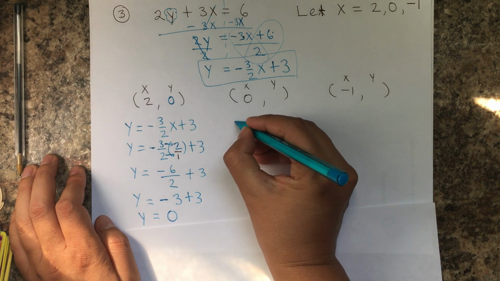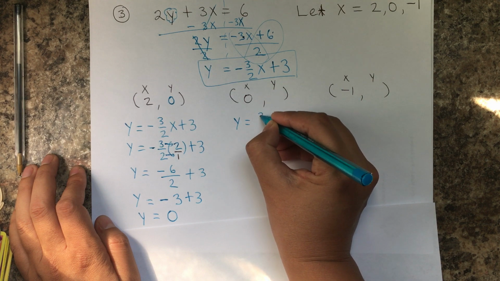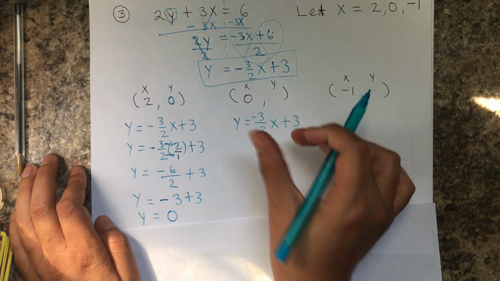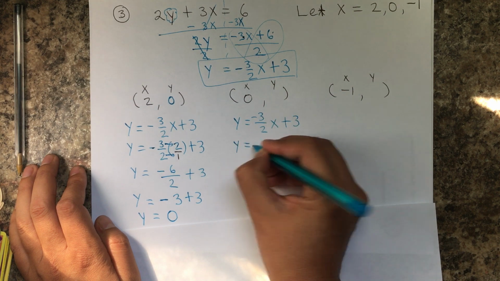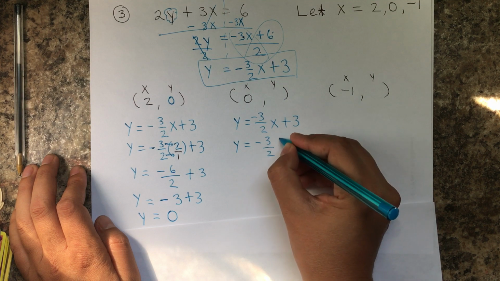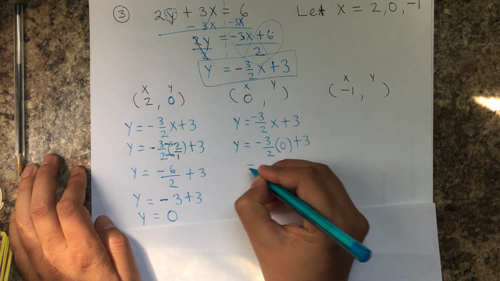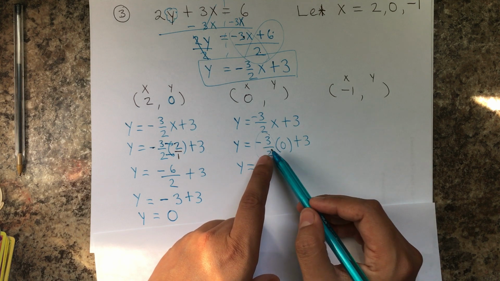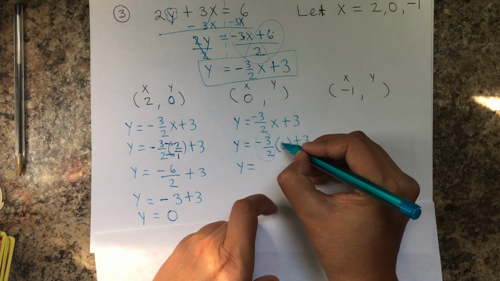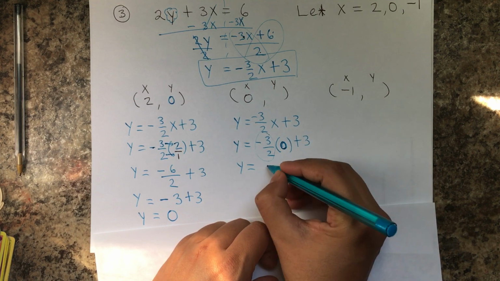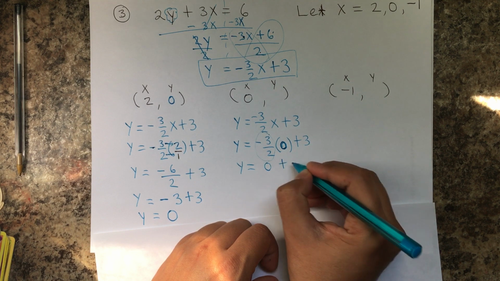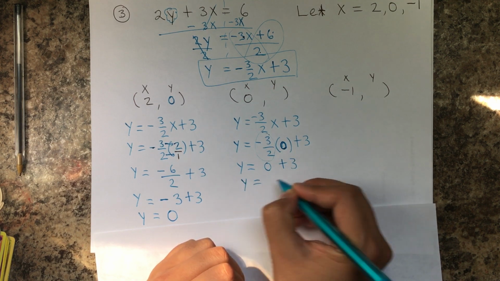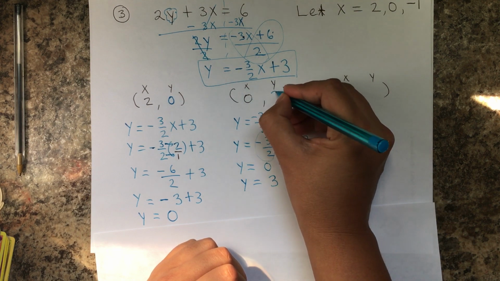Okay, for the next one, you have y equals negative 3 halves x plus 3. Okay, I'm just bringing down this. Replace x with 0. So y equals negative 3 over 2 times 0 plus 3. So this is something that you need to know. Any number, it doesn't matter if it's a fraction, a decimal, a whole number, a negative number, it doesn't matter. But when you multiply by 0, then the answer is 0. Okay? And then bring down the 3. So this became 0 because negative 3 halves times 0 is 0. And so y equals 0 plus 3 is 3. Okay?